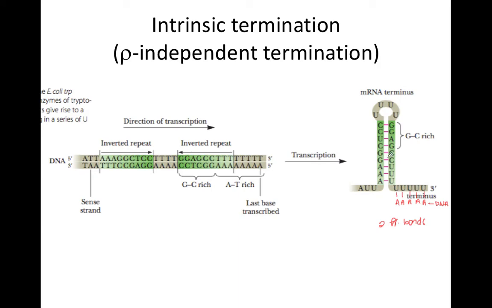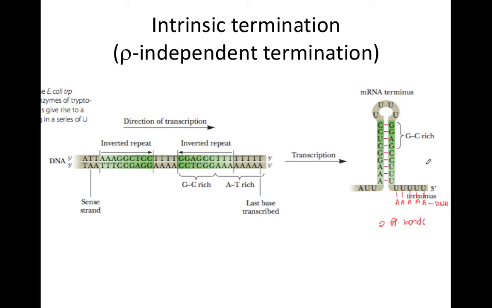So far, they don't really know the exact mechanism how this falling off happens. It's just that they assume that because this is the weaker hydrogen pairing compared to GC, that somehow it can just fall off.